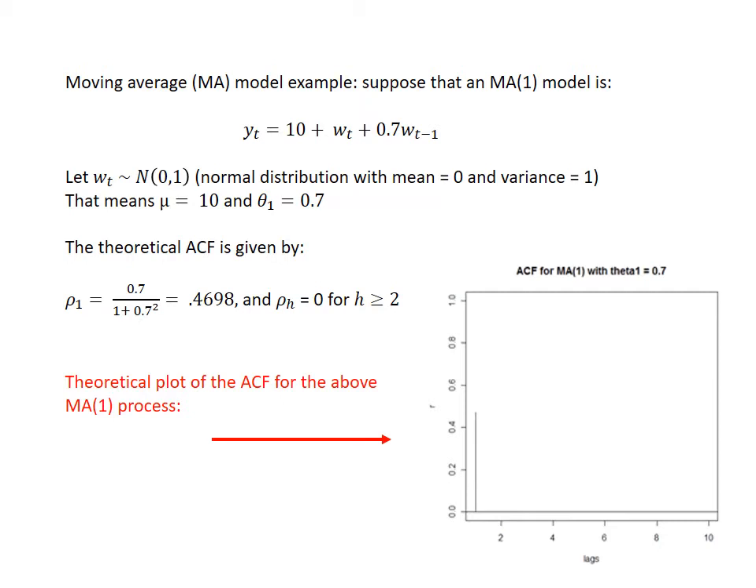And that means that we can calculate, based on the equation I showed on the previous slide, the theoretical autocorrelation function is 0.7 over 1 plus 0.7 squared. And that gives you 0.4698. And the autocorrelation is equal to 0 for any lag greater than or equal to 2. And so we can plot that theoretical autocorrelation function for the moving average 1 process, and that's what this plot shows at the bottom.